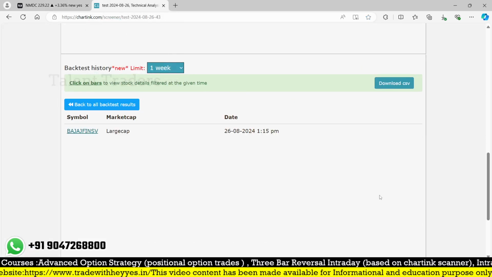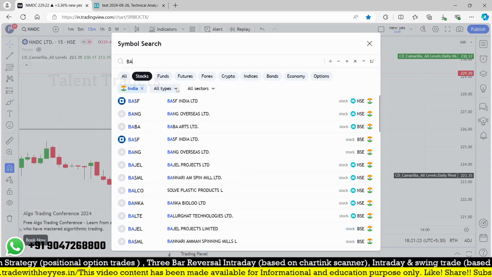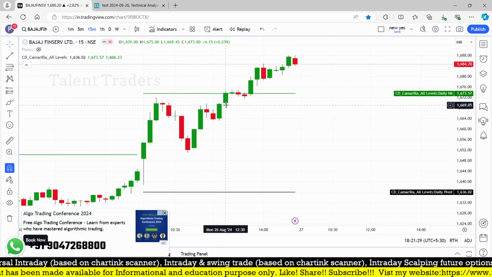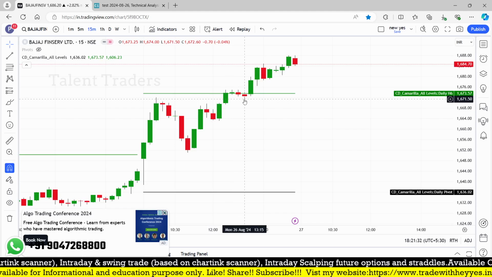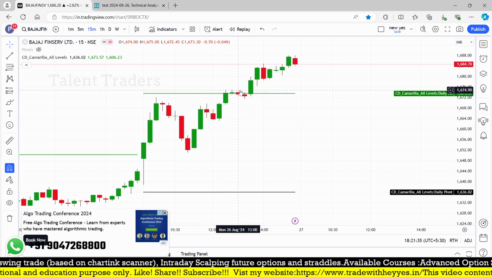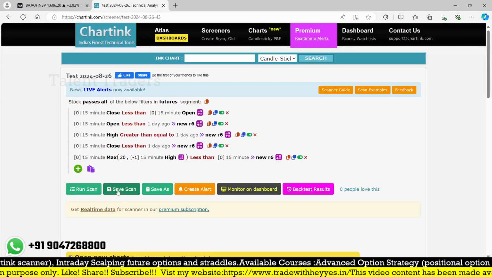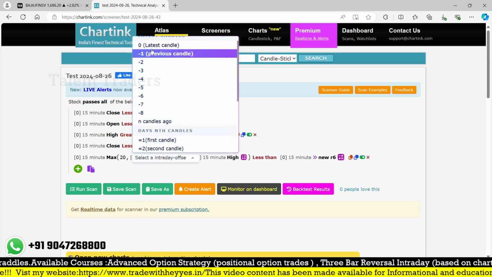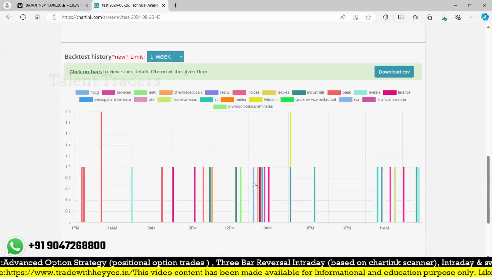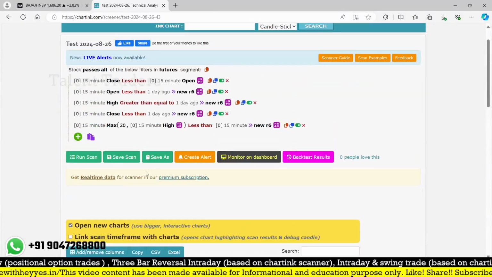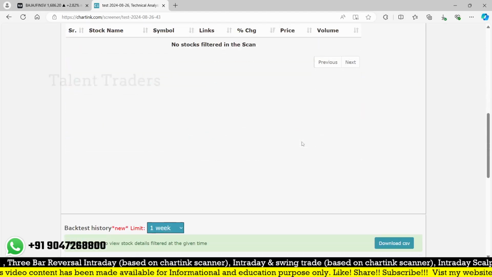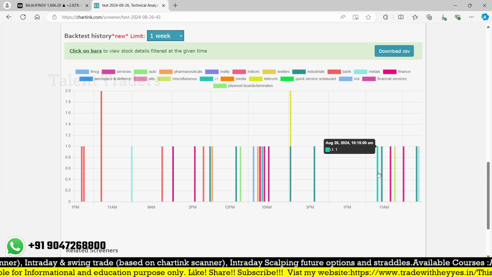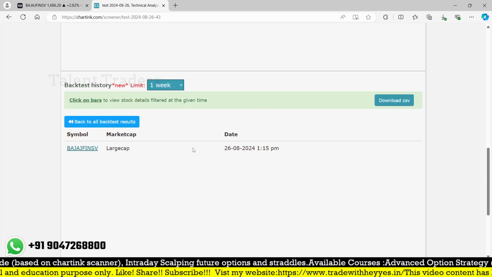And previously we had Bajaj Finserv at 1:15. Here is the candle at 1:15, but previously it had already made a high. What happened? This function will not show you any stocks. Did we get any stocks? Yes, we got some stocks. 15 minutes, Bajaj Finserv.